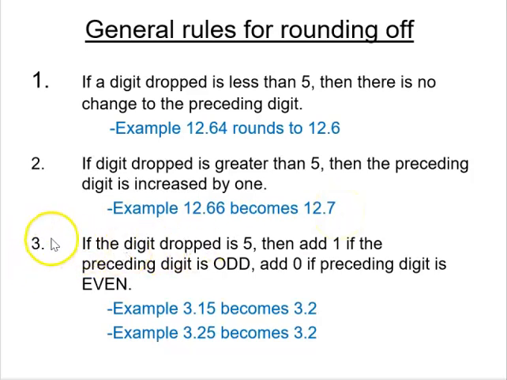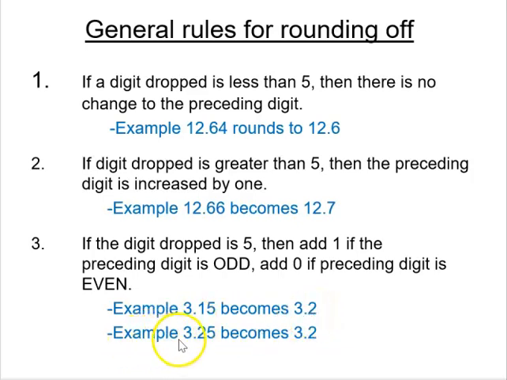Now this third rule is the one that usually confuses people and most people aren't familiar with, that we use in the laboratory sometimes. If the digit dropped is 5, then add 1 if the preceding digit is odd. Add 0 if the preceding digit is even. So let's look at some examples of each one of these. The example is 3.15. Again, the digit that we're dropping is 5, and in front of the 5 is an odd number. Because the number in front of the 5 is odd, it's going to become 3.2.